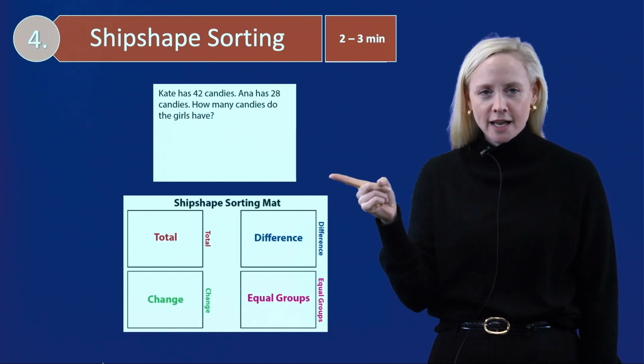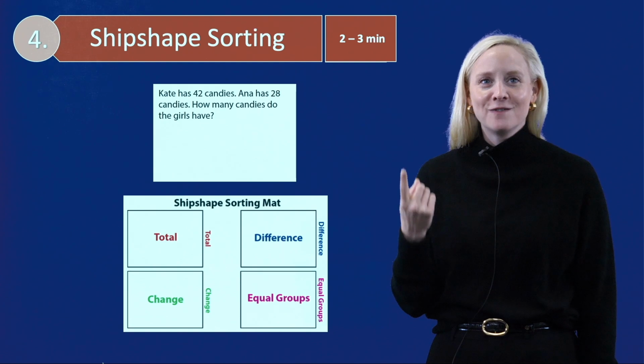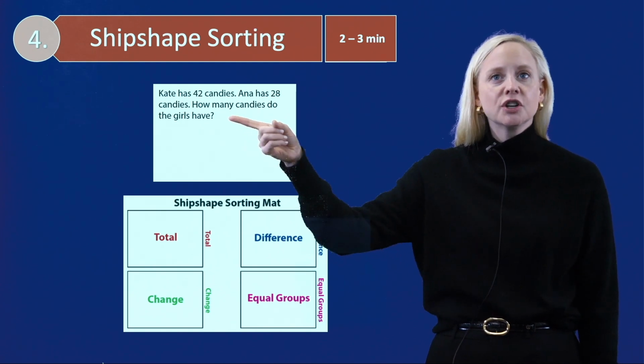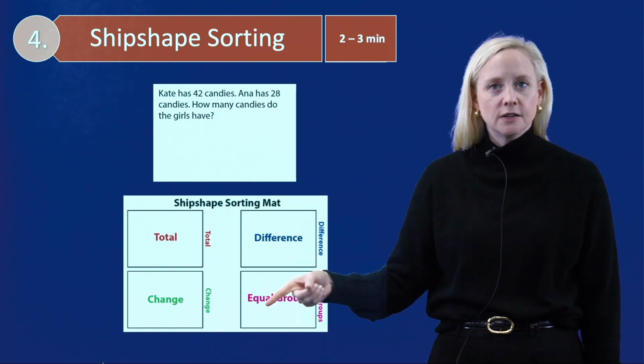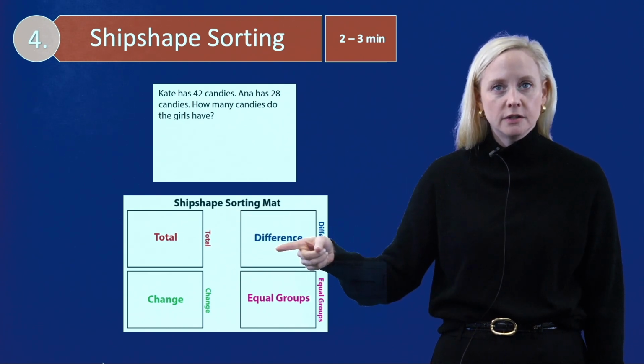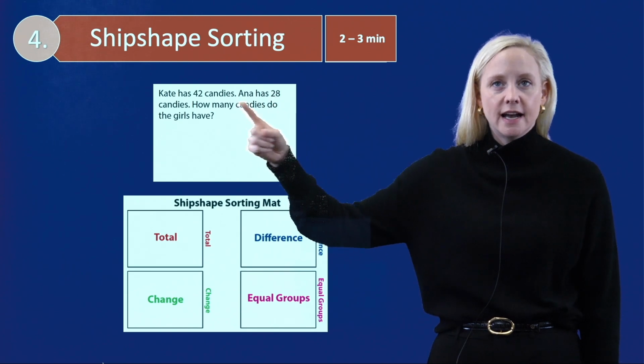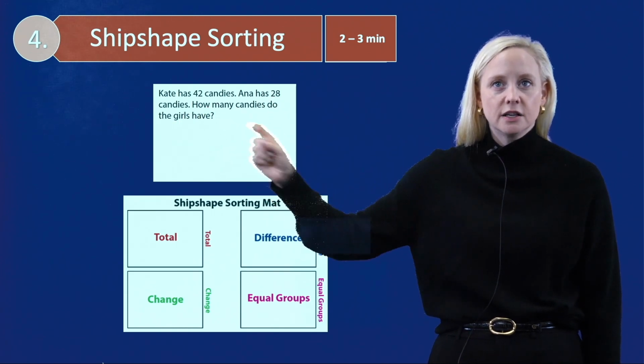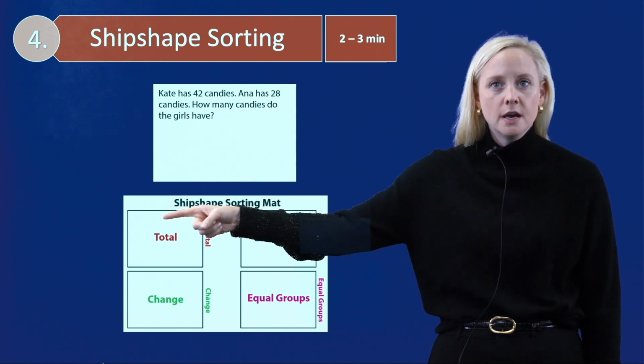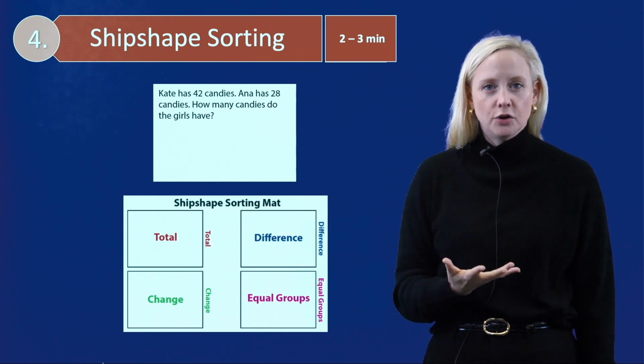Ship shape sorting, which is quite the tongue twister, is our 4th activity. Here students are actually sorting the cards according to which schema we see. So here it says Kate has 42 candies, Anna has 28 candies. How many candies did the girls have? This is a total problem, so the student would put the card in the total box.